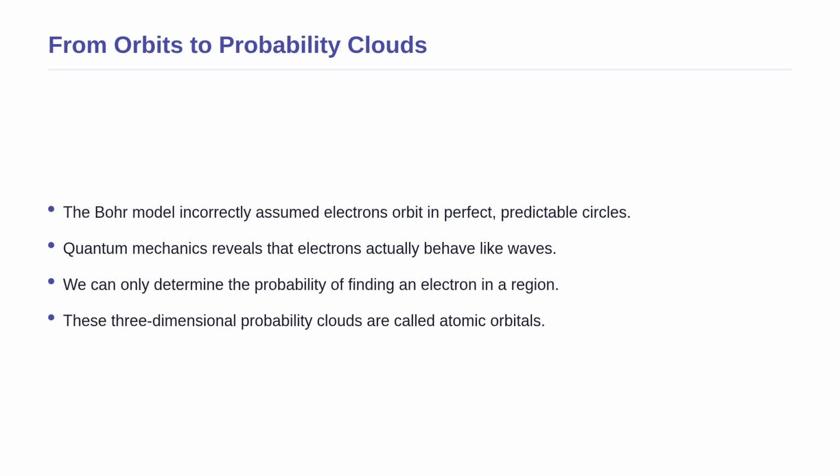Imagine a hyperactive firefly in a dark jar. You cannot predict its exact path, but you know where it spends most of its time. Similarly, we can only talk about the probability of finding an electron in a certain region. These three-dimensional probability clouds are what we call atomic orbitals.